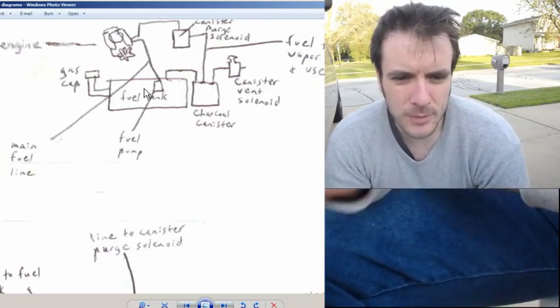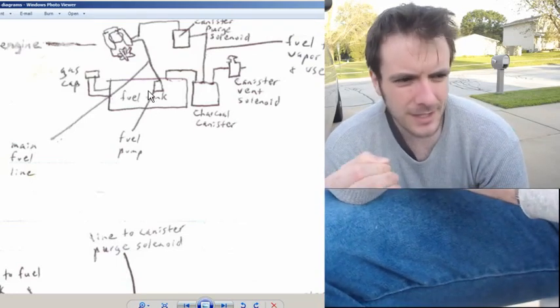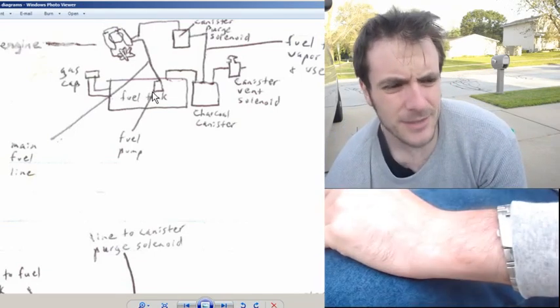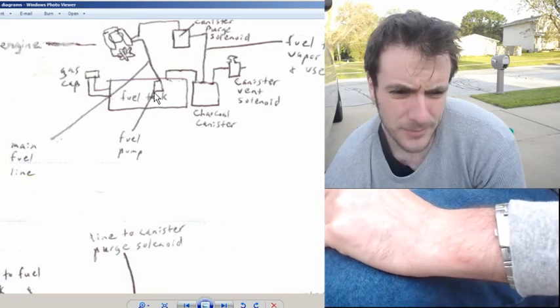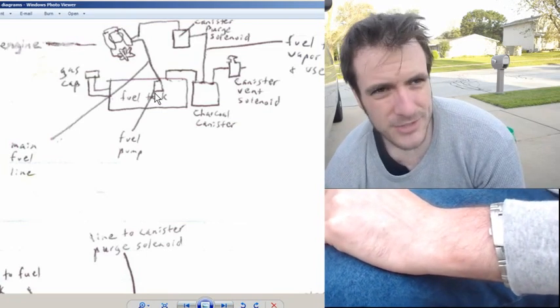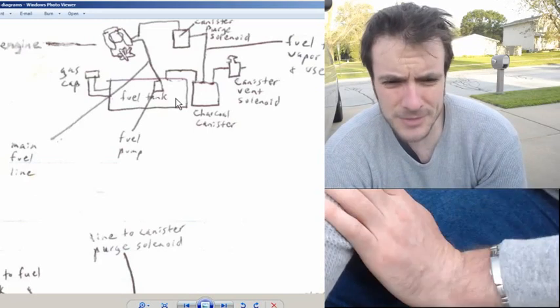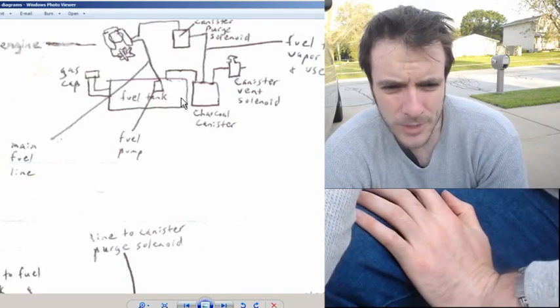If it's a small leak, it will give you a check engine code for a small leak. If it's a medium leak, it will give you a check engine code for a medium leak. If it's a large leak, it will give you a check engine code for a large leak. The large leak check engine code I have memorized, it's P0455. That's the leak I have. I have a large leak in my dad's van somewhere.